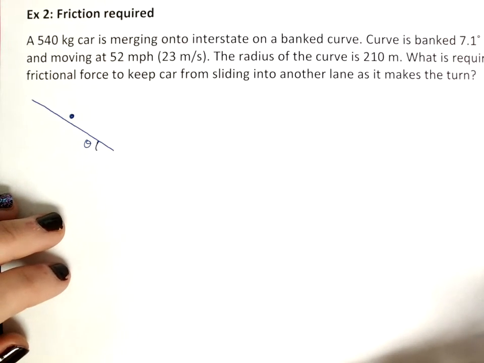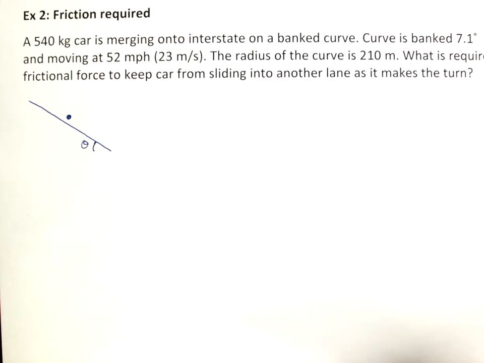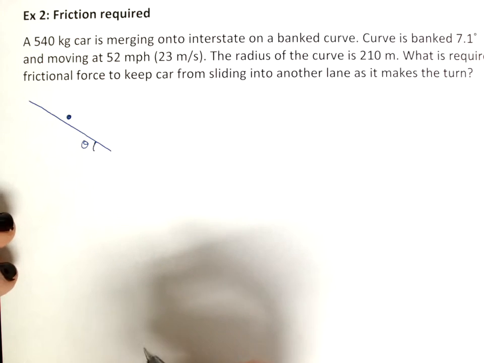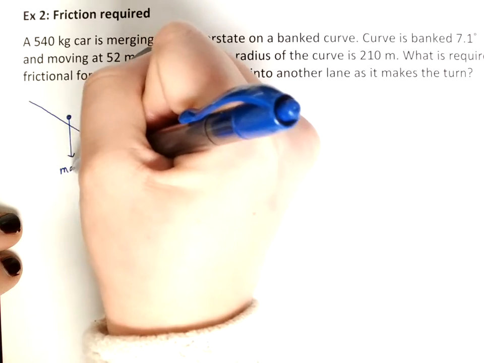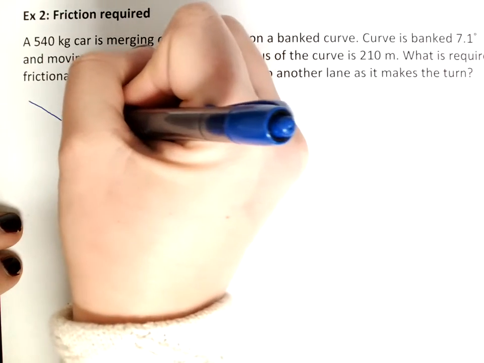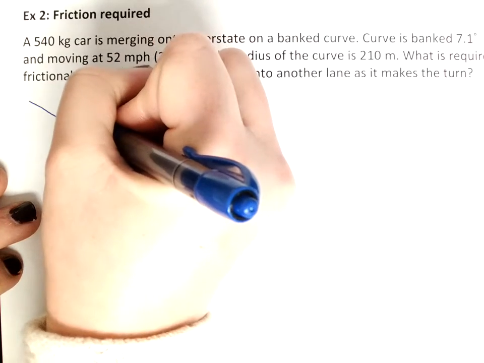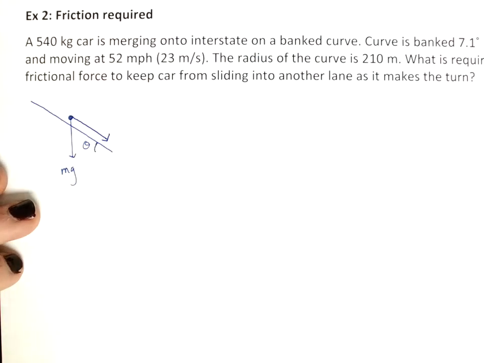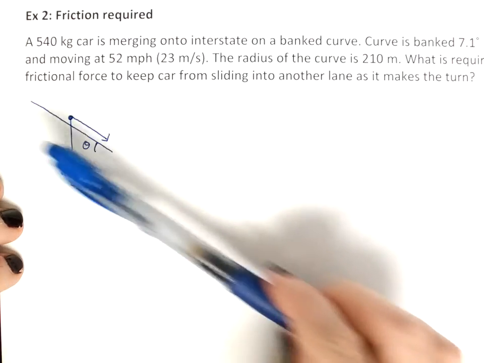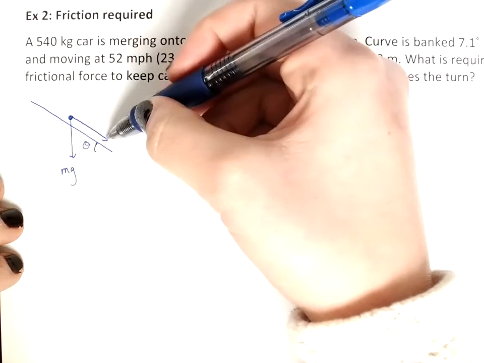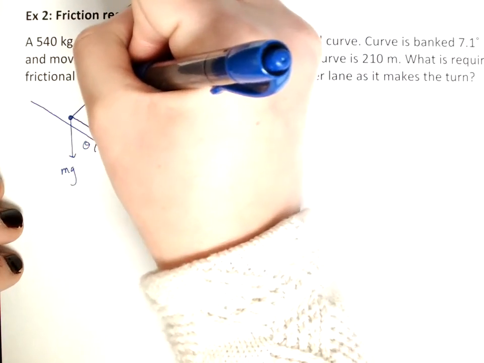So this isn't an ideal scenario. This is an actual road. We need to know what is that force that we're going to need to be able to keep the car from sliding in its path. So once again, let's create our free body diagram. We have mg down. We have our force of friction pulling down this way, because if our car was going to slide, it's going to slide that way. So if force of friction is prohibiting it from moving that way, that must mean it's directed down and to the right. Our normal force is always perpendicular to the surface.